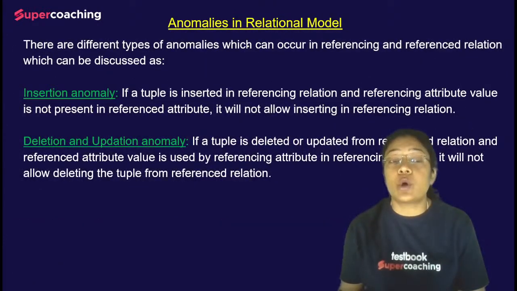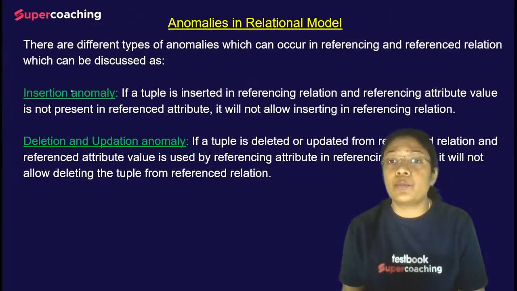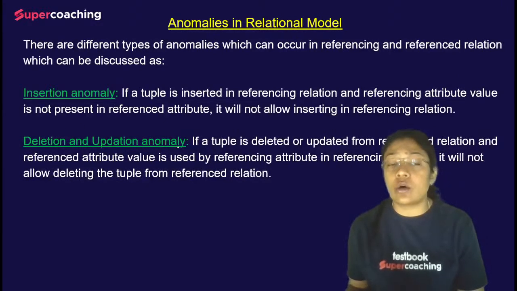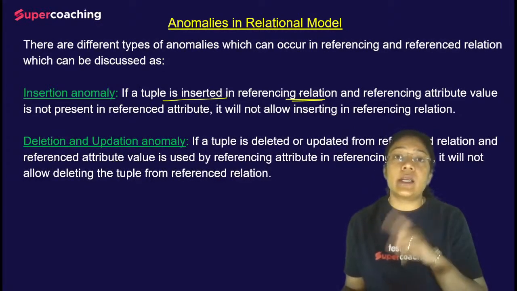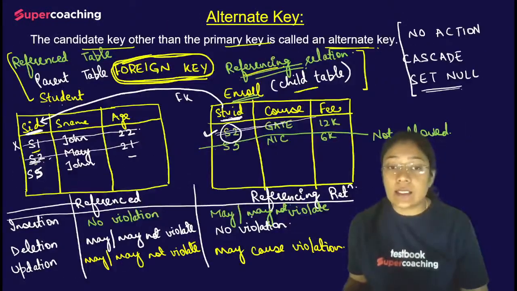Anomalies in relational model. Basically, anomalies means when the problems can occur, that is during the insertion, deletion or updation. Insertion anomaly is if a tuple is inserted in the referencing relation. Insertion के time पे problem किस में आ रही है? Violation is taking place in case of the referencing relation.